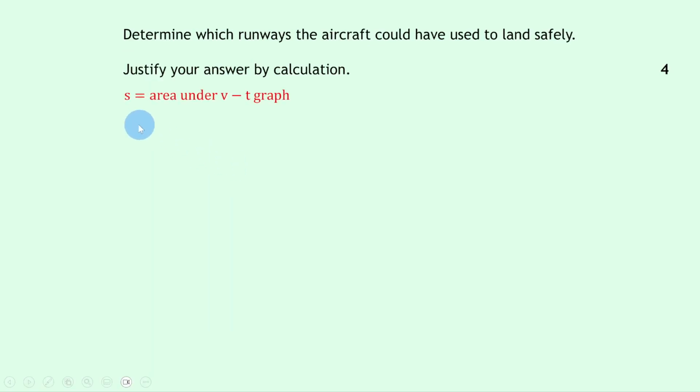So we can start by saying that displacement or distance is equal to the area under our VT graph, and writing down our 3 areas, we have length times breadth plus a half times base times height plus length times breadth. So that's area 1, area 2 and area 3. And then we can substitute in our numbers.